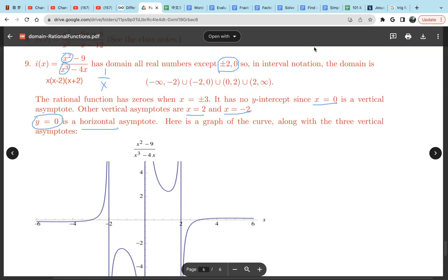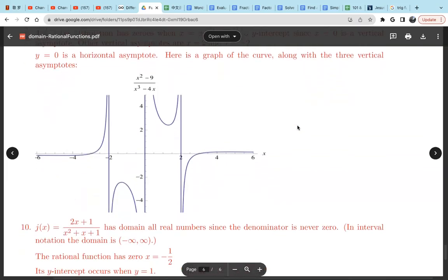With all this information, now we can sketch our graph. Our graph has 4 pieces. That's 4 pieces, right?